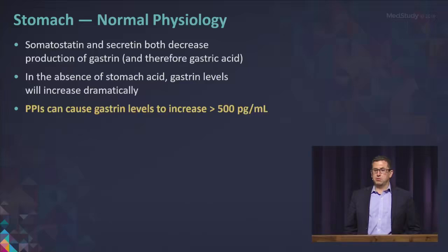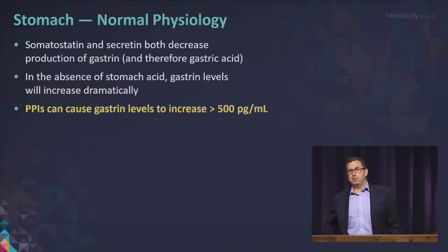Somatostatin and secretin both decrease production of gastrin, so it's kind of a feedback mechanism. And in the absence of stomach acid, gastrin levels will increase dramatically. So for example, if you're on PPI therapy, you're going to lose acid in your stomach and your gastrin's going to go up. It can cause very, very high gastrin levels, but generally the gastrin will go up to maybe like 150 or something like that with PPI therapy. It's usually not quite to 500, but it could happen.